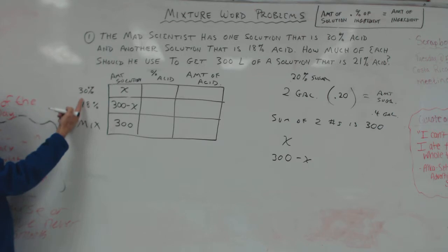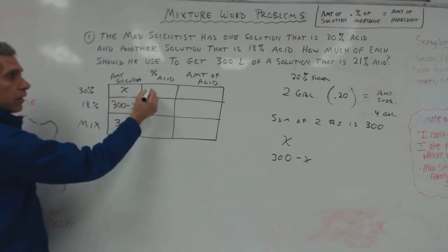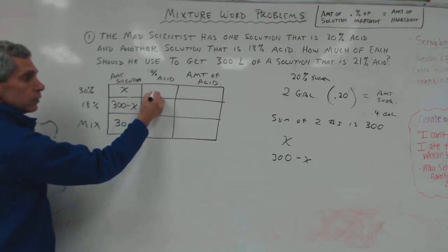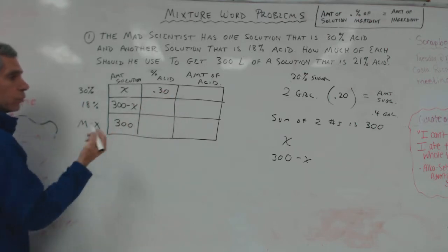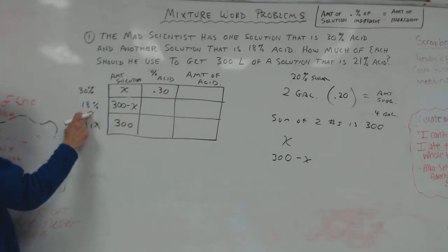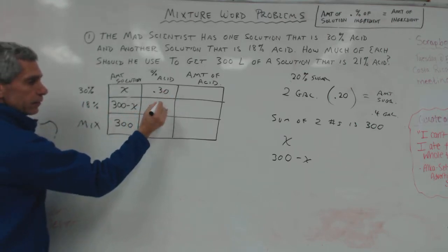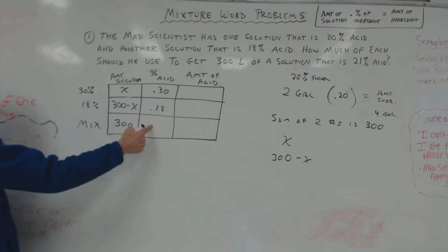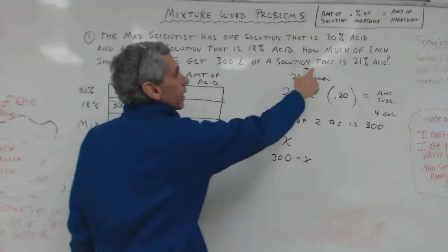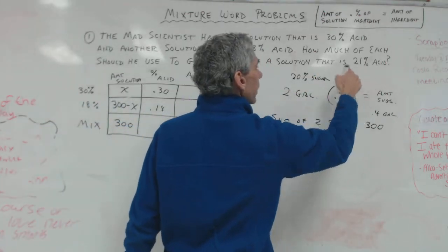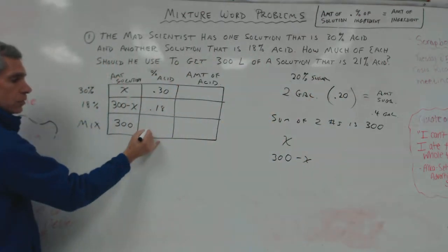Now my acid, this is the easy part. The percent acid is right here. It says 30%. How would I write that as a decimal? 0.30, right? Or 0.3. And then 18%, 0.18, right? And then what do I put here for my mixture? Would it be 21? Yes, because that's part of my mixture. I want to get a 21% acid, so 0.21.